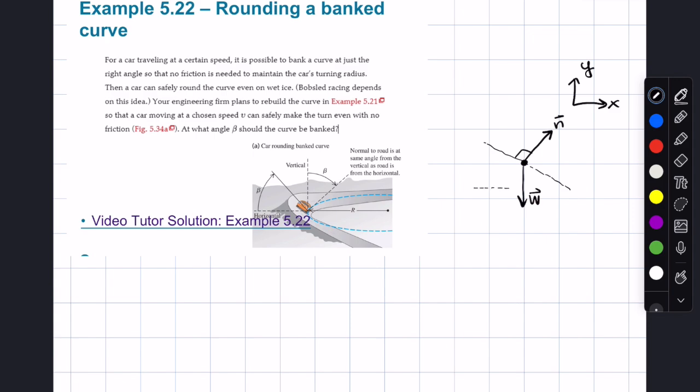And if I just continue drawing this so that I can see my angles, this is beta right here. And I'm going to draw my coordinate system on top of my free body diagram this time because now my normal force is not along the x or the y. So I'm going to need to draw the components of the normal force. The x component of the normal force is going to be along this blue line here, and the y component is going to be up like this.